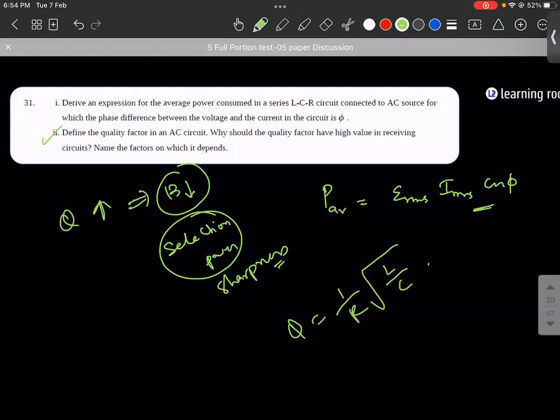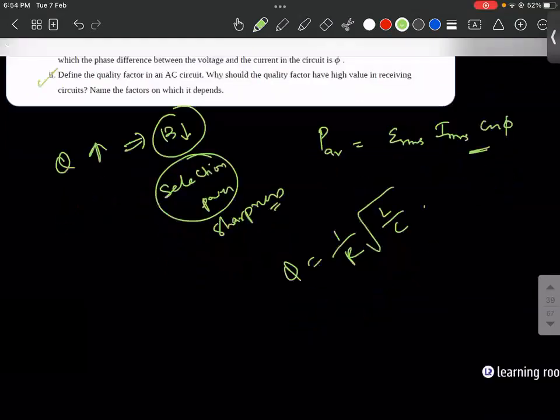Yes, because you're reducing the probability of more frequencies within a bandwidth. Okay, sir. No, simple.